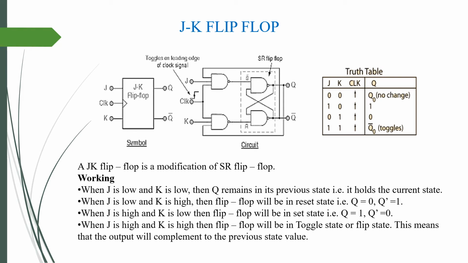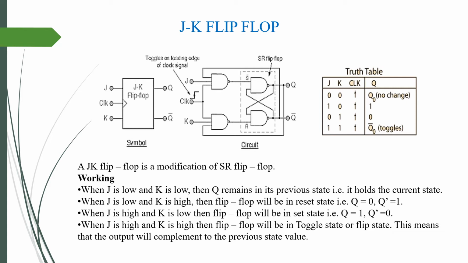There will be no change in the output. When J is low and K is high, then flip-flop will be in reset state. That means when J is equal to 0 and K is equal to 1, output Q will be 0 and Q bar will be 1. When J is high and K is low, then flip-flop will be in set condition. That means Q is equal to 1.